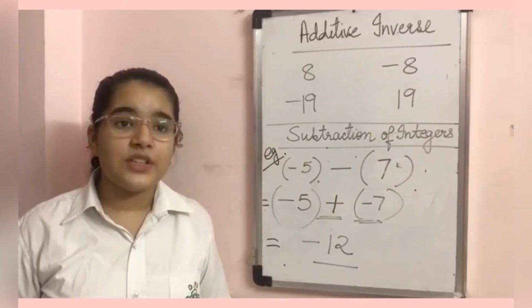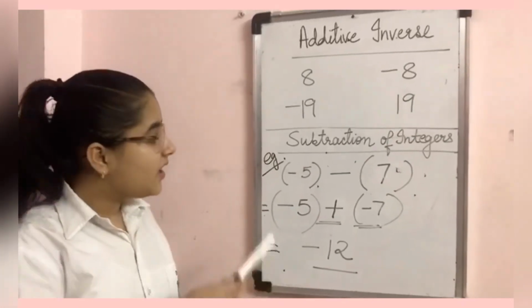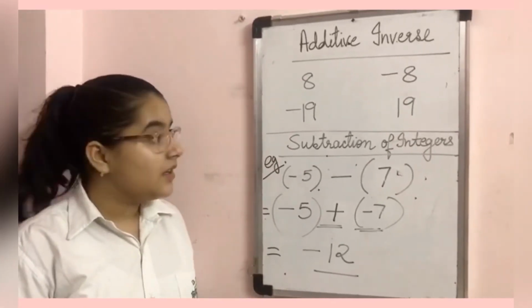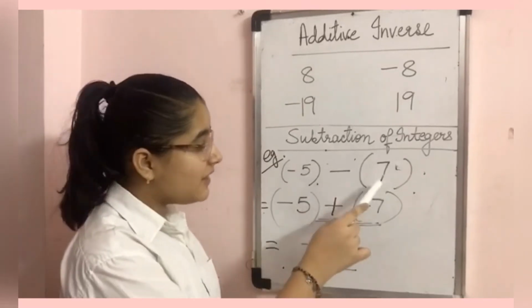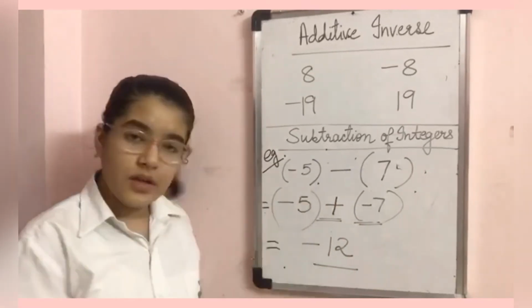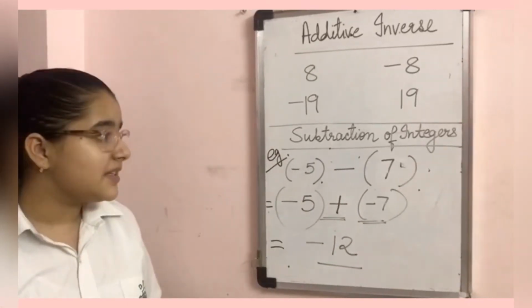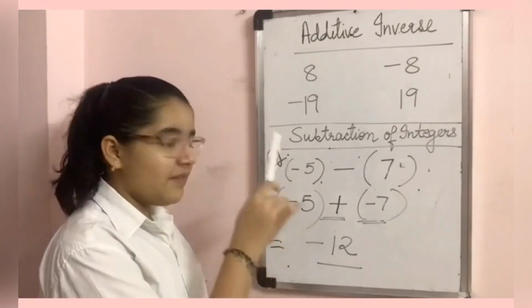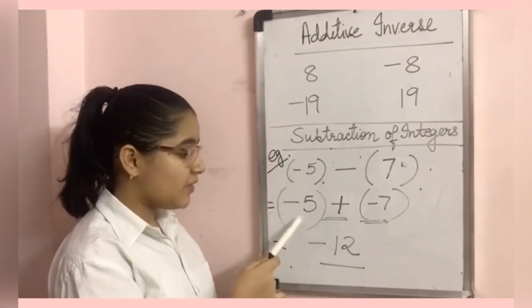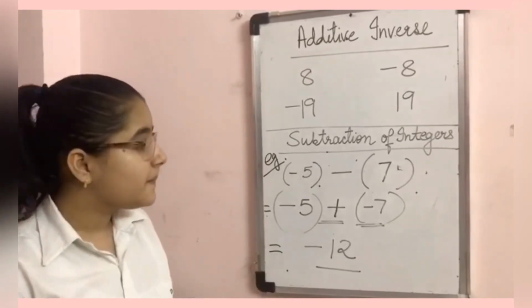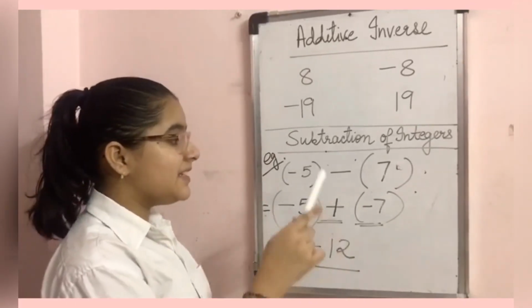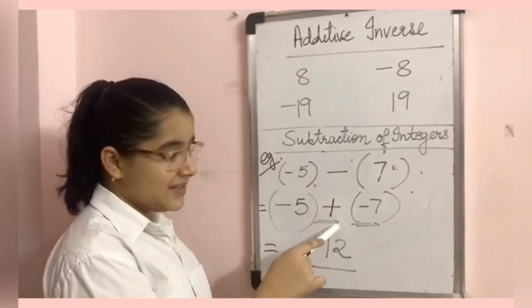Now let's go on to subtraction of integers. Here we've got an example. Here we have to subtract 7 from -5. So the first step is we'll be leaving this number, doing nothing to it, and we'll straight copy it. The second step is we'll be changing the minus sign to the plus sign.